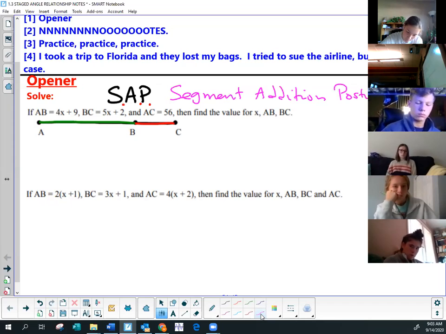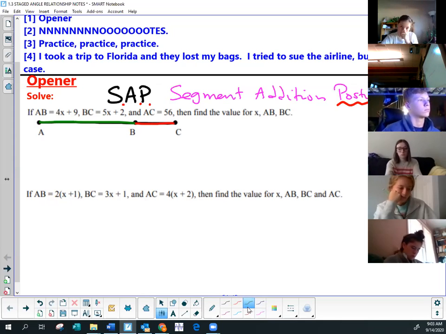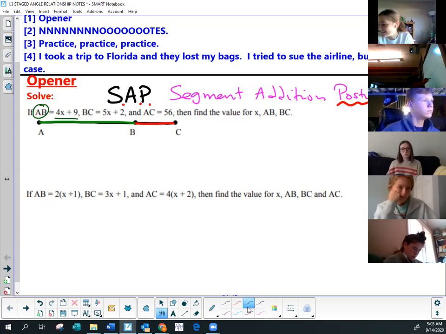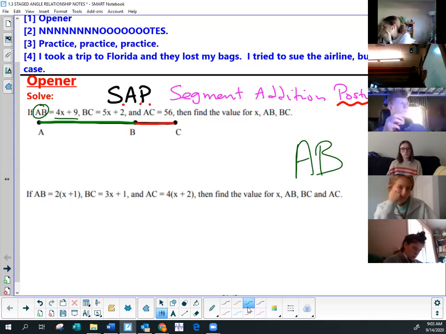Now the segment addition postulate, and recall that postulate just means rule, just says if I have a whole segment, I can add up the parts and it's equal to the entire segment. And so hopefully we've been given enough stuff to do that. Let's double check it. So we have AB is equal to 4x plus 9. When AB is written in this way, to what does it refer?